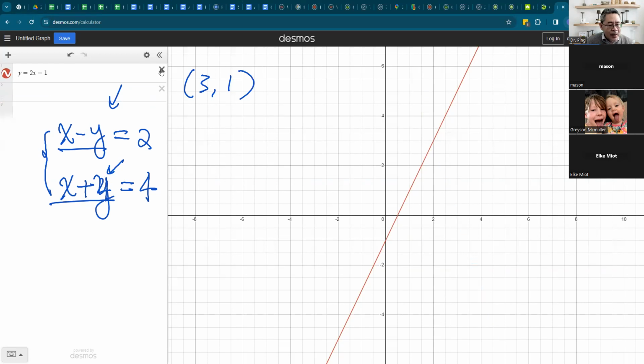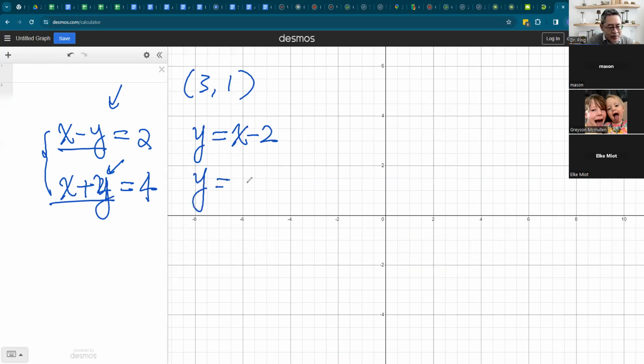Yeah, make sure you understand every step. That way, then you'll be able to do this. Okay, so the first thing we're going to do is change these into linear equations. So we got y equals x minus 2. And on that one is y equals minus x plus 4.